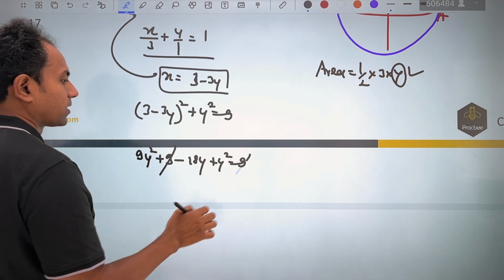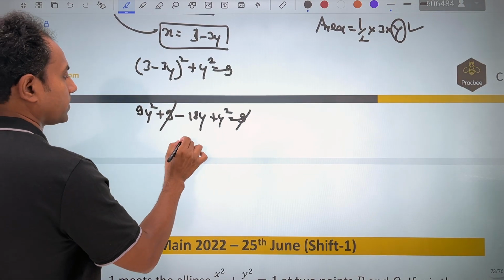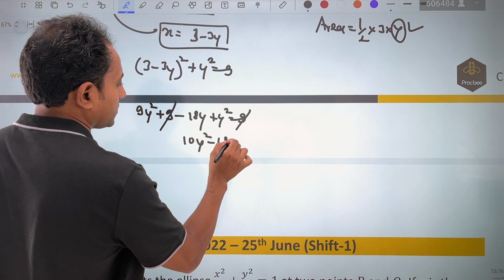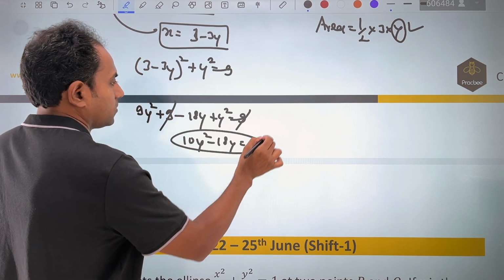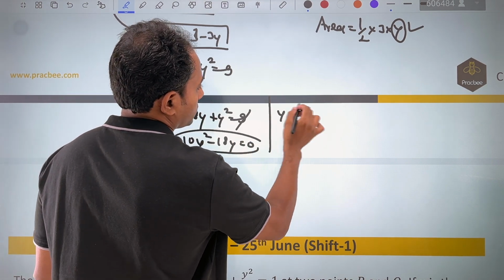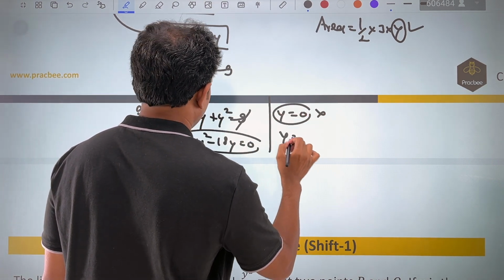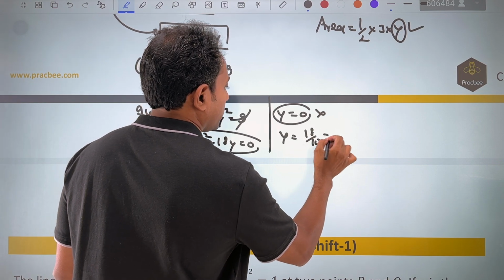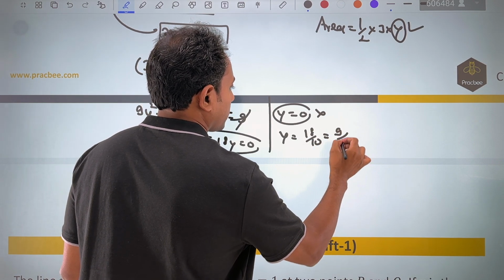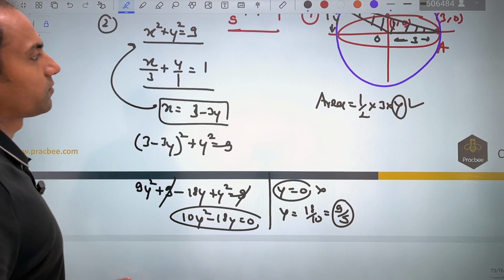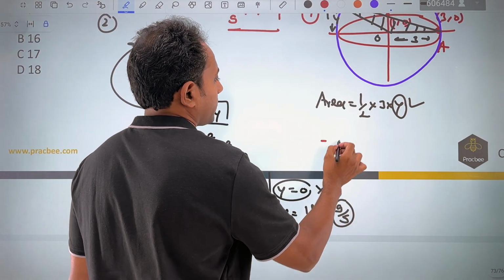This 9 and 9 will get cancelled out. This will become 10y square minus 18y is equal to 0. So one solution becomes y equal to 0. This we do not want. Other becomes nothing but 18 by 10. So 18 by 10 is nothing but 9 by 5. So you can see that you have got everything. Now we can put the value here and find the area.